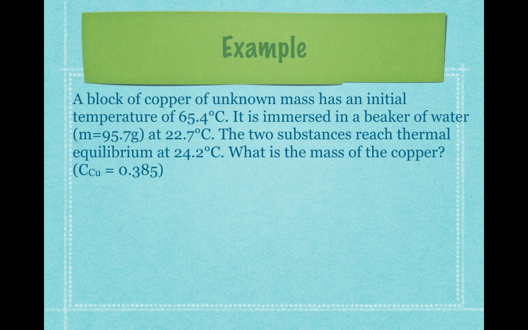Let's take a look at an example, and we'll work this one out in class. A block of copper of unknown mass has an initial temperature of 65.4 degrees Celsius. We're going to immerse it in a beaker of water that has a mass of 95.7 grams, and the water is at 22.7 degrees Celsius. The two substances reach thermal equilibrium with temperature of 24.2 degrees Celsius. What is the mass of the copper? And the specific heat of copper is 0.385. This is something we would get on a table, and it's something you would normally be given.